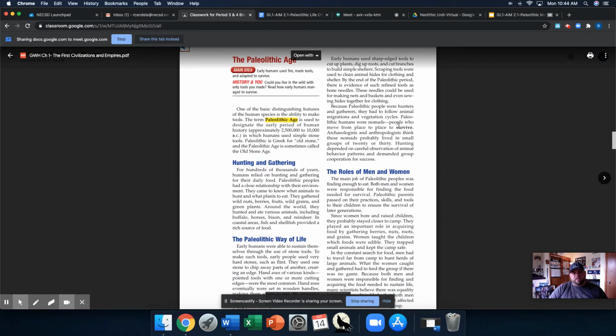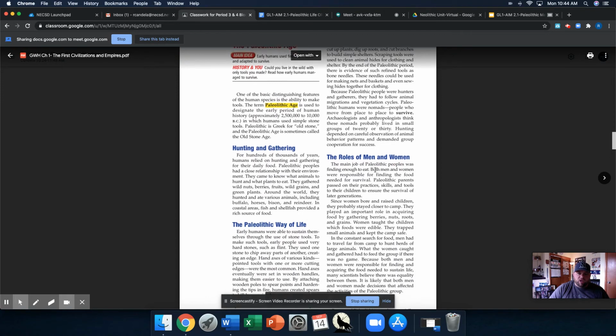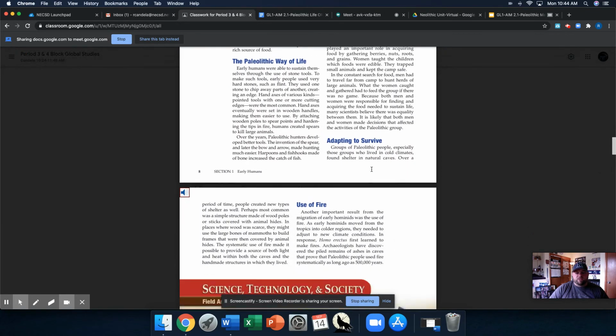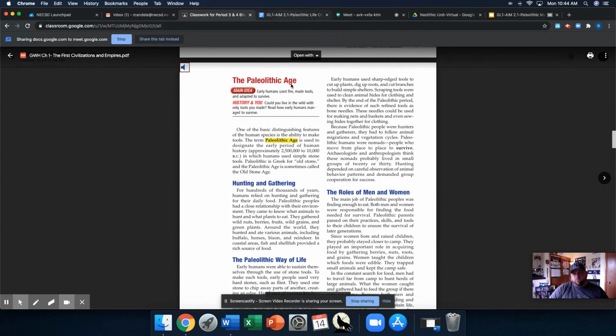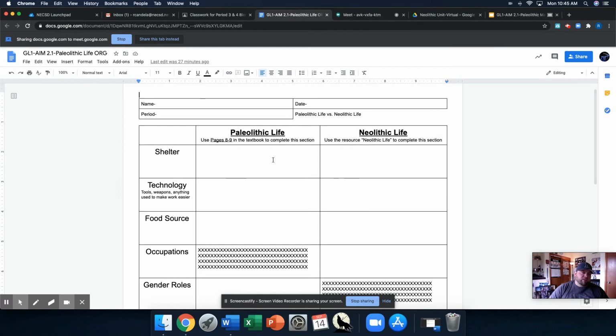So you see the heading here, the Paleolithic age. We're going to focus a lot of our attention on this page and then the top of page 9 here. This is where we're looking. And essentially, we want to use this resource to complete the Paleolithic life side of our graphic organizer for today.